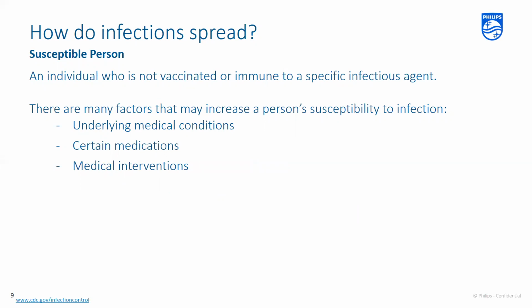The next step in the chain of infection is to have a susceptible person. These are people who are not vaccinated or immune to a specific infectious agent, or who have a compromised immune system. There are many factors that may increase a person's susceptibility to infection. Underlying medical conditions like diabetes, cancer, and organ transplantation can weaken a person's immune system. Taking certain medications, including chemotherapy, steroids, and antibiotics, can increase the risk of some infections. And medical interventions such as surgery, urinary catheters, and intravascular access lines provide additional points of entry to the body for infectious agents and may increase the risk of infection.